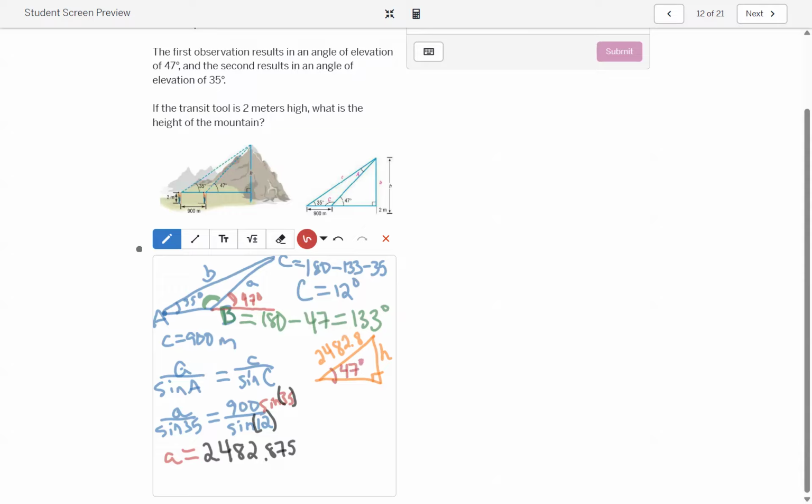So since we found that right diagonal, I copied the right diagonal triangle, which had a 47-degree angle, the number we just calculated, the 2,482, and what they called height. I put height here. Technically, we're going to have to add 2 to our answer at the end because of the height of the tool, but this is our right triangle that we're going to calculate with.